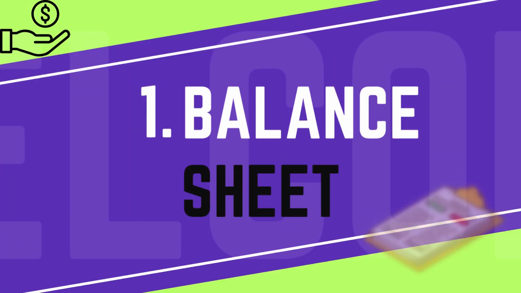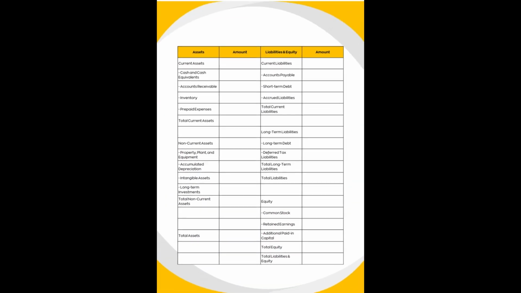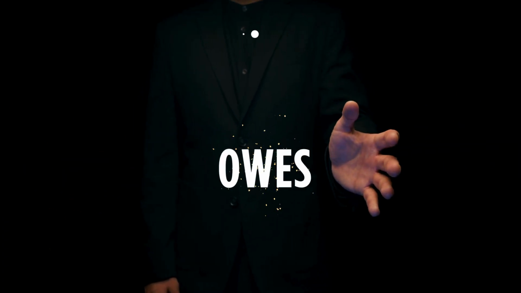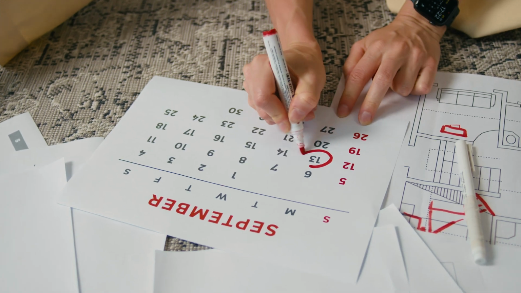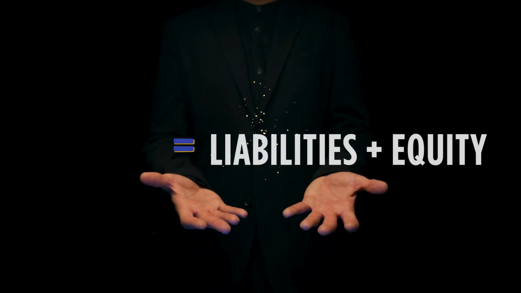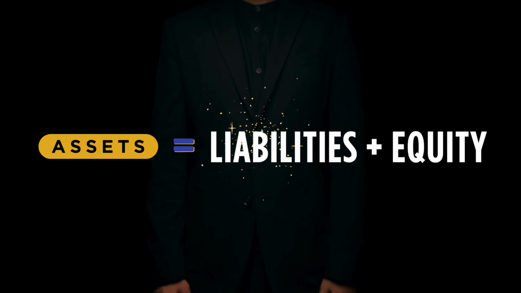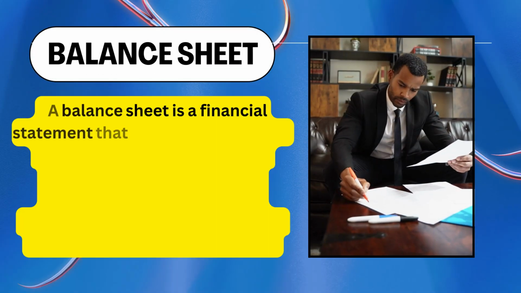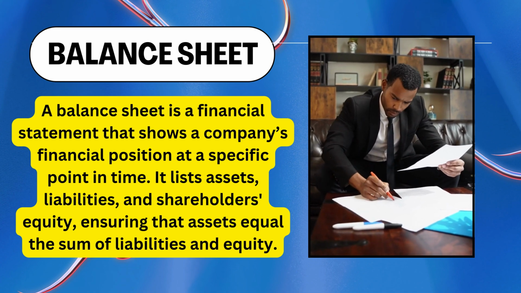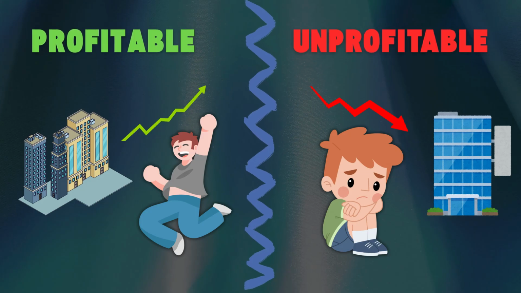A balance sheet is like a financial snapshot of a company, showing what it owns, assets, and what it owes, liabilities, at a specific moment. The equation is pretty easy. Assets are equal to liabilities plus equity. It's one of the most important documents for businesses because it helps you see if the company is financially healthy or if it's in trouble.